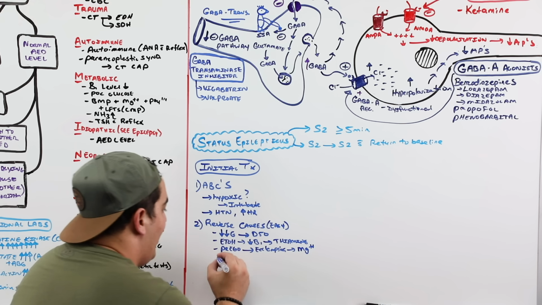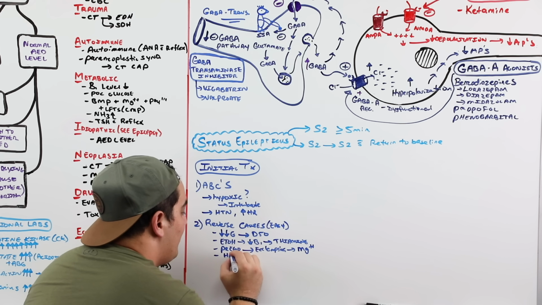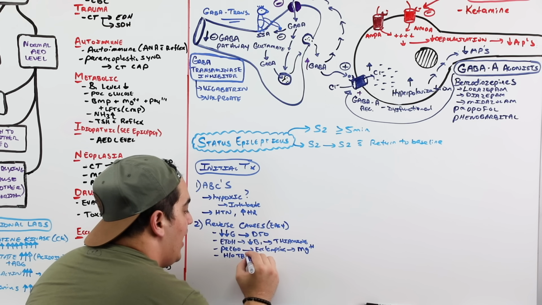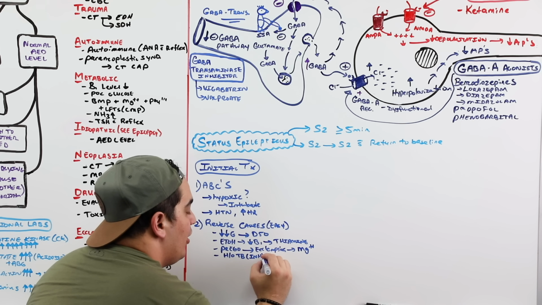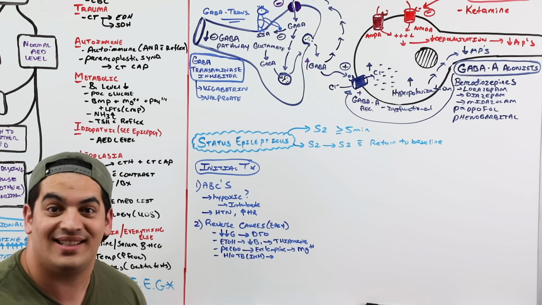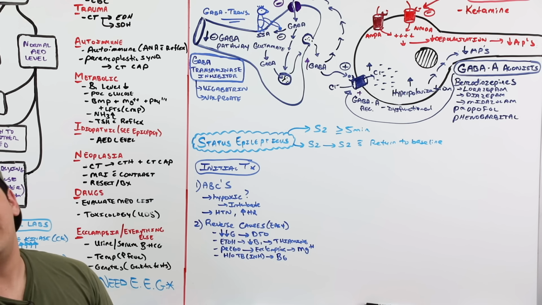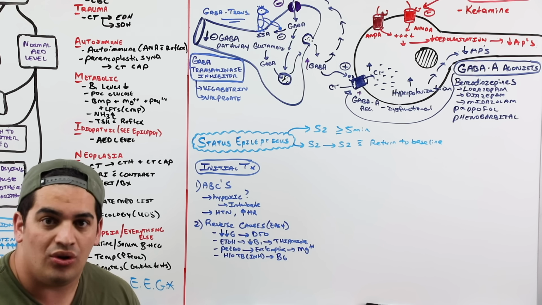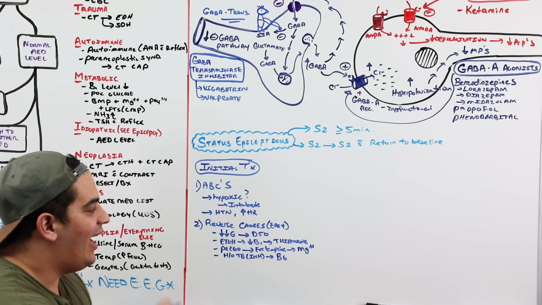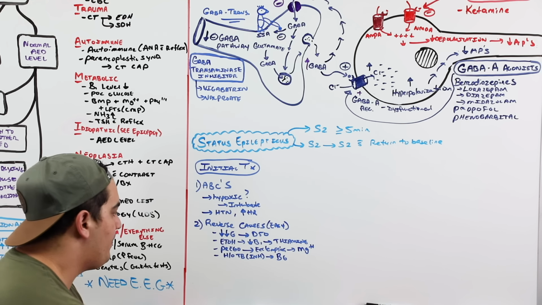Okay? The other one is if they come in with maybe a history of tuberculosis and they've been on isoniazid, you need to give them something to reverse the isoniazid toxicity, and you give them vitamin B6. These are the quick things that you can do based upon the clinical vignette and in real life to reverse these seizures quickly, okay?